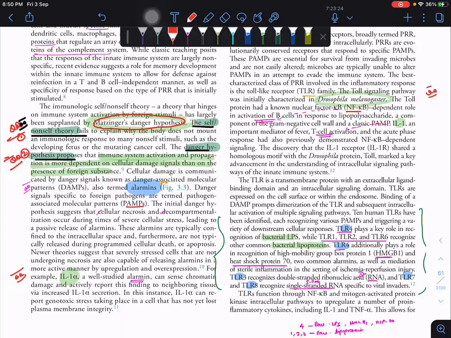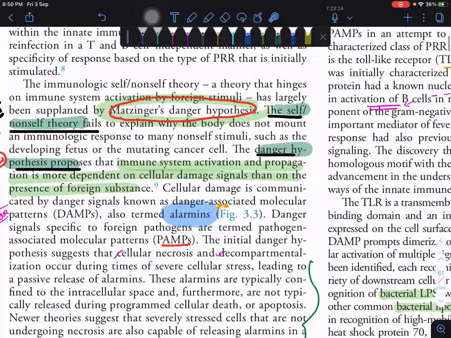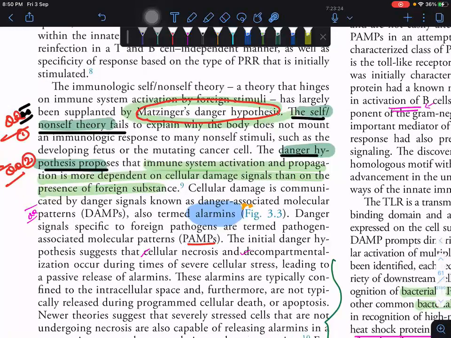So what is the self and non-self theory? They explain that it fails to explain why the body does not mount an immunological response to many non-self stimuli, such as a developing fetus or a mutating cancer cell. This is the self and non-self theory.